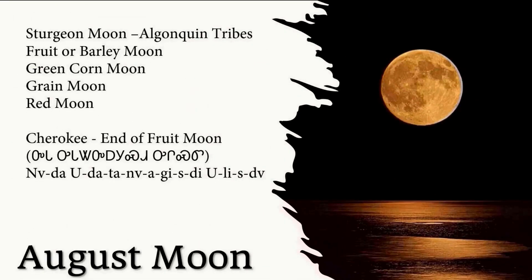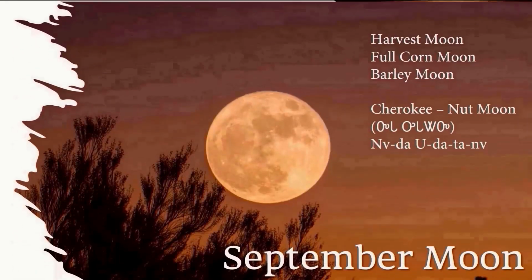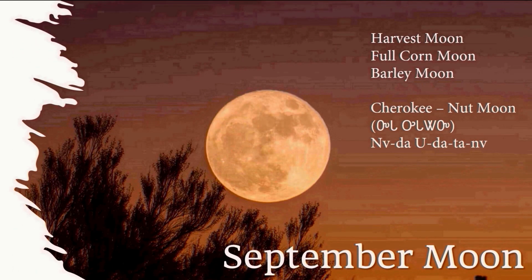Known as the sturgeon moon by the Northern American fishing tribes, such as the Algonquin, fruit or barley moon, green corn moon, grain moon, red moon, for the reddish hue it often takes on in the summer haze. Cherokee, well, they named their moon end of fruit moon. The most familiar named moon, September's harvest moon. Well, sometimes called the harvest moon.